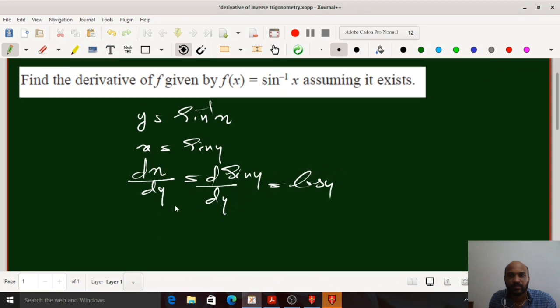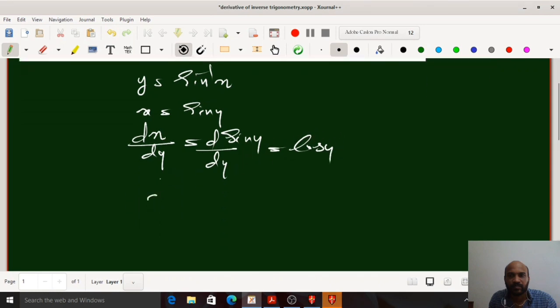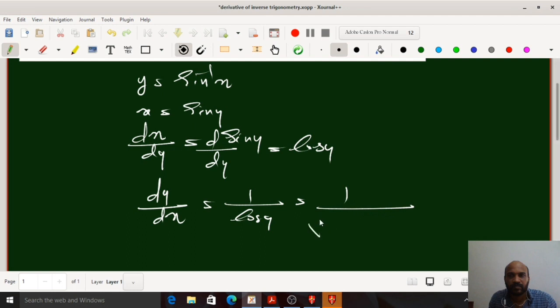So at last we want to find dy by dx. So take the reciprocal on both sides. So dy by dx is equal to 1 by cos y. Now we want to express this cos y in terms of sine, because sine y is equal to x. So 1 by cos y, we know that cos y is equal to root of 1 minus sine square y. So since sine y equal to x, sine square y will be x square. So we'll get 1 by root of 1 minus x square.